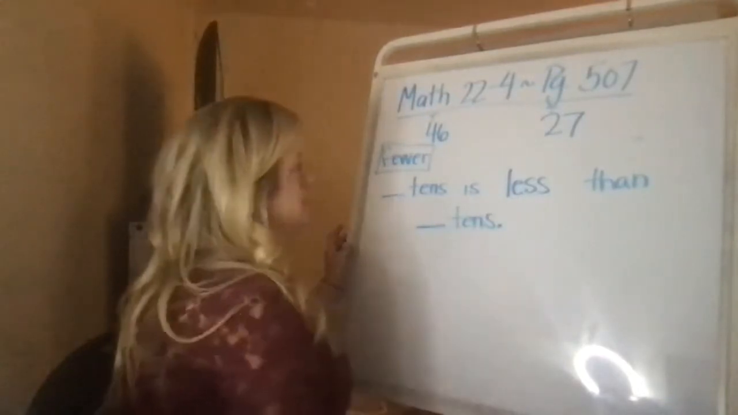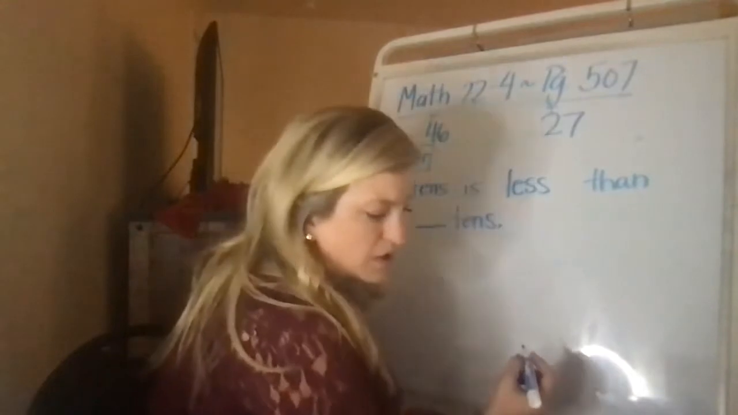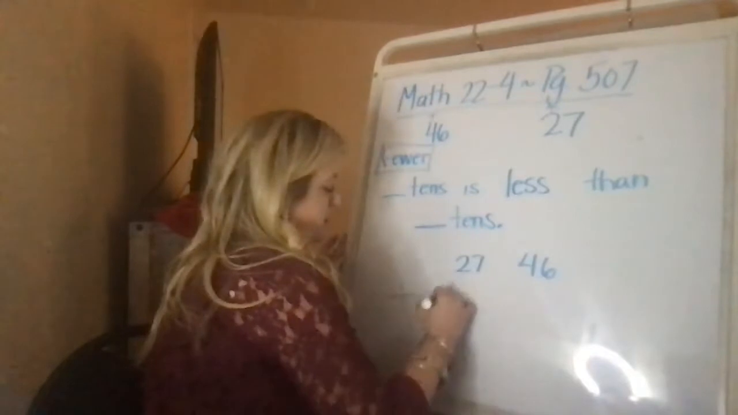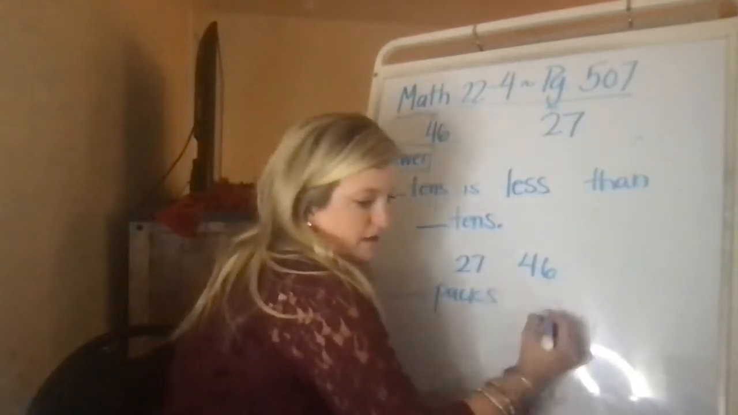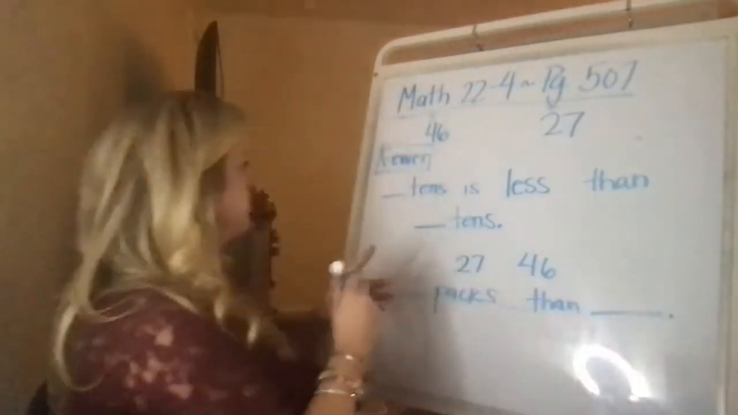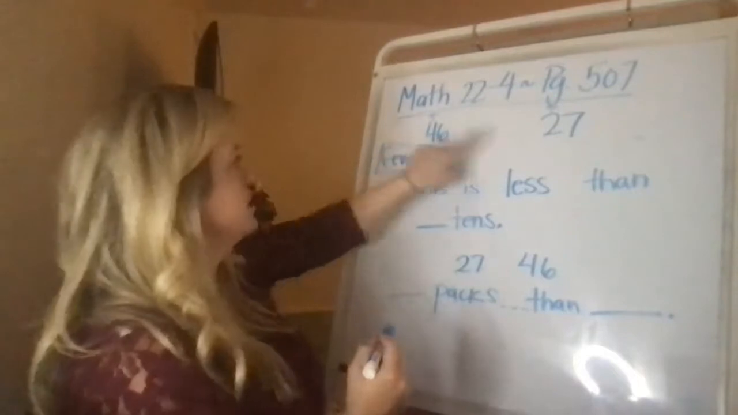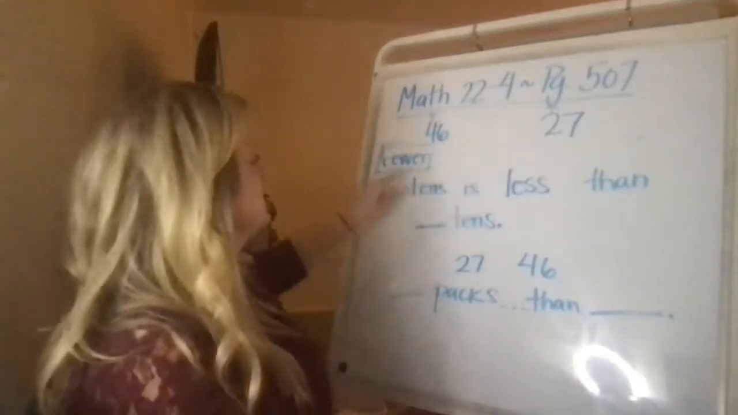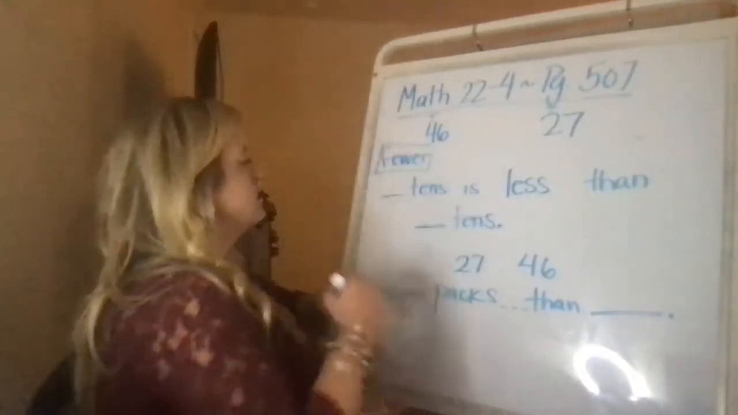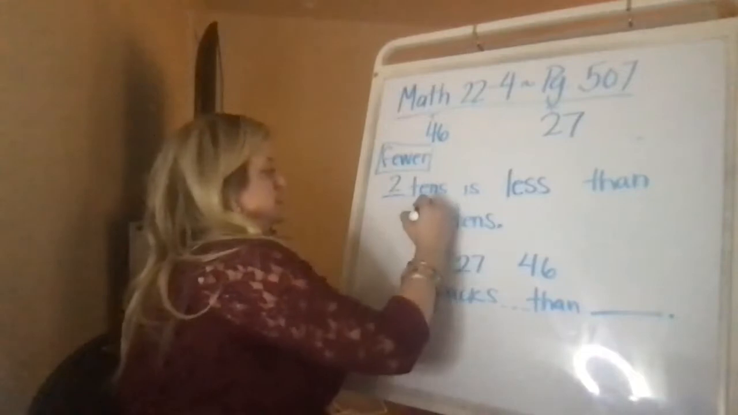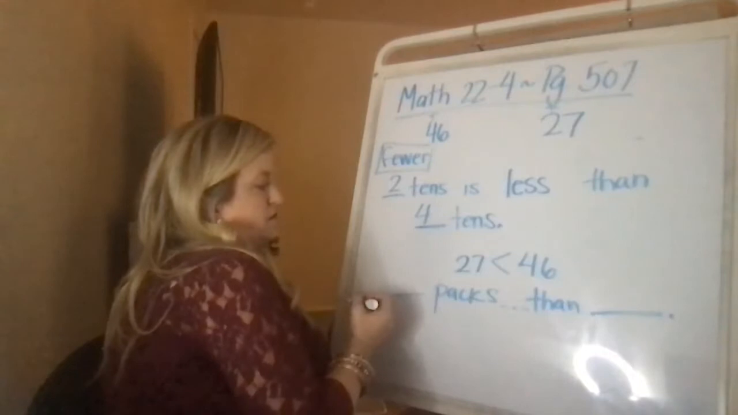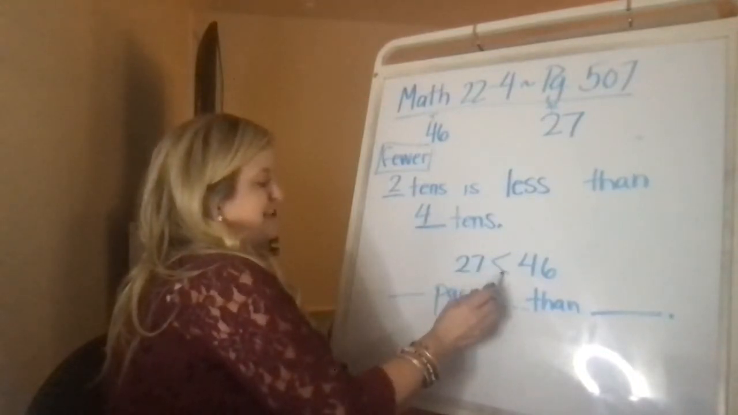I'm going to erase that. So I'm going to put in your book 27 and 46, blank packs fewer than blank. Okay, so we're looking for fewer. So 4 tens or 2 tens. Which one is fewer? 2. 2 is less than 4. So I'm going to write 2 tens is less than 4 tens. Now the alligator is going to go this way. So 27 is less than 46.